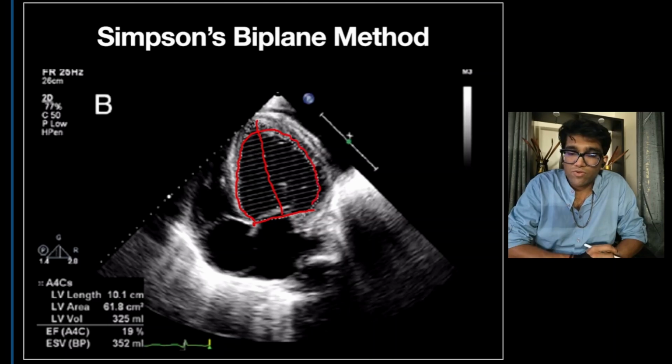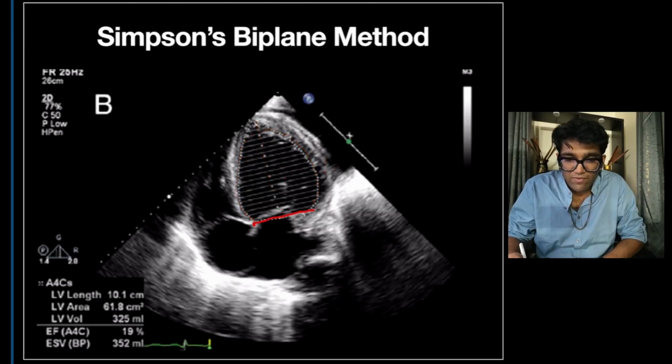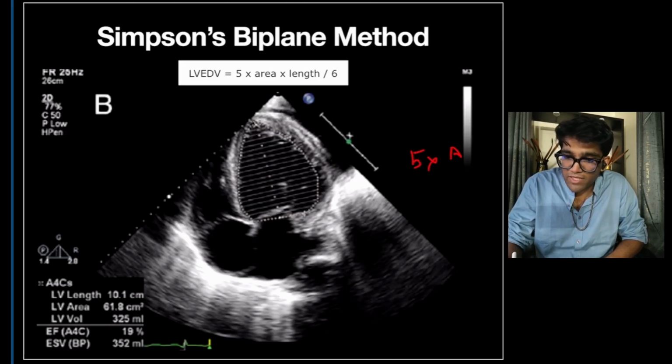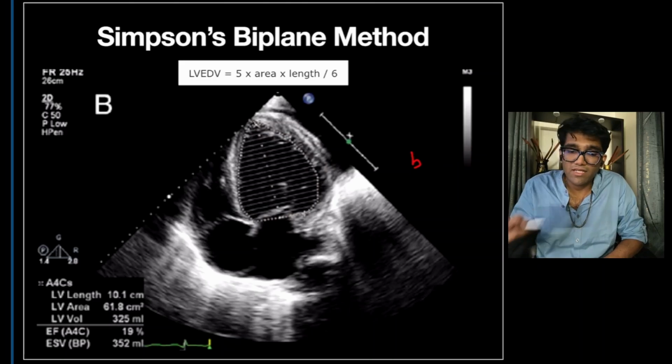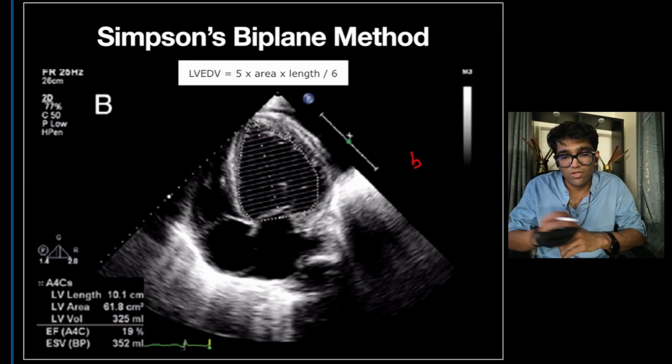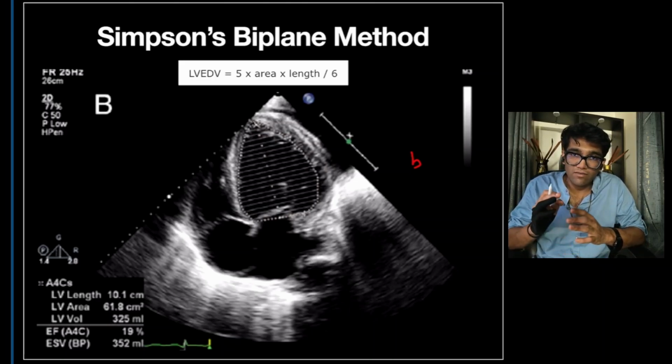So what are we measuring? We're measuring length and we are measuring area. Based on this, there's a regression formula, and we calculate the LV end diastolic volume. The LV end diastolic volume in this situation is given by 5 times the area, which we measured, times the length, divided by 6. This is measured in diastole, and then again in systole. So the difference between the LV end diastolic volume and the LV end systolic volume, that is the stroke volume, divided by the LV end diastolic volume times 100 will give you your ejection fraction.